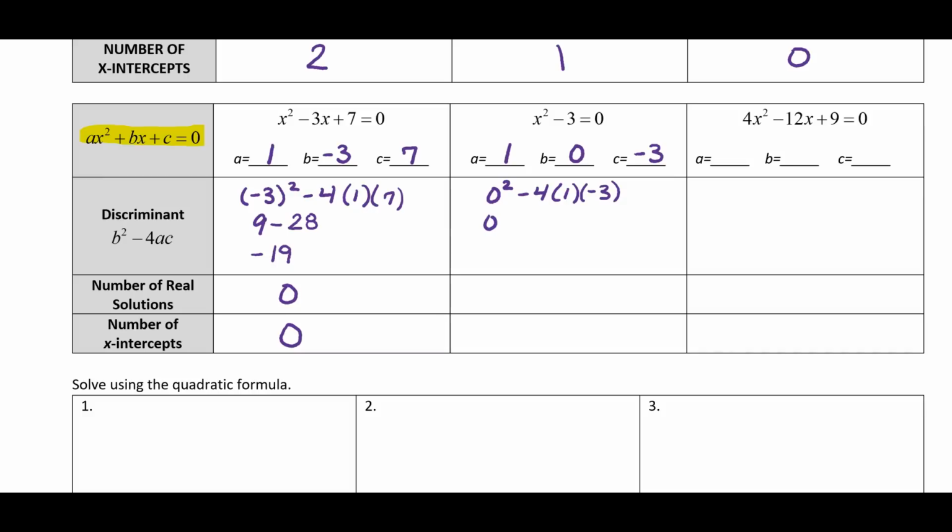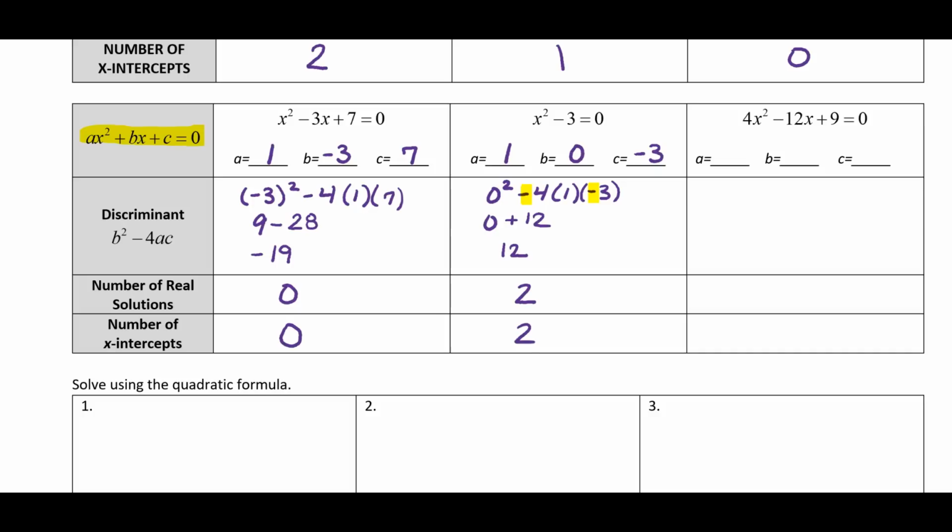Because there are 2 negatives, this product is going to be positive, and 4 times 1 times 3 is 12. And 0 plus 12 is 12. So since this number is a positive number, there are going to be 2 real solutions, and there are going to be 2 x-intercepts.